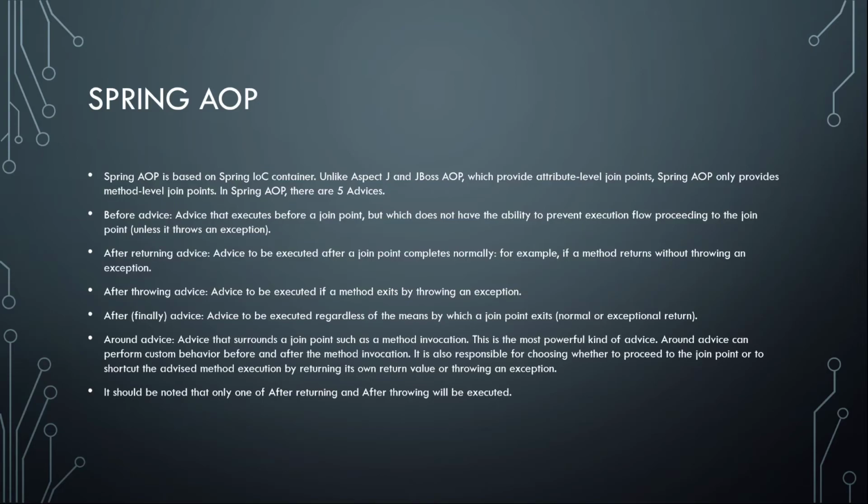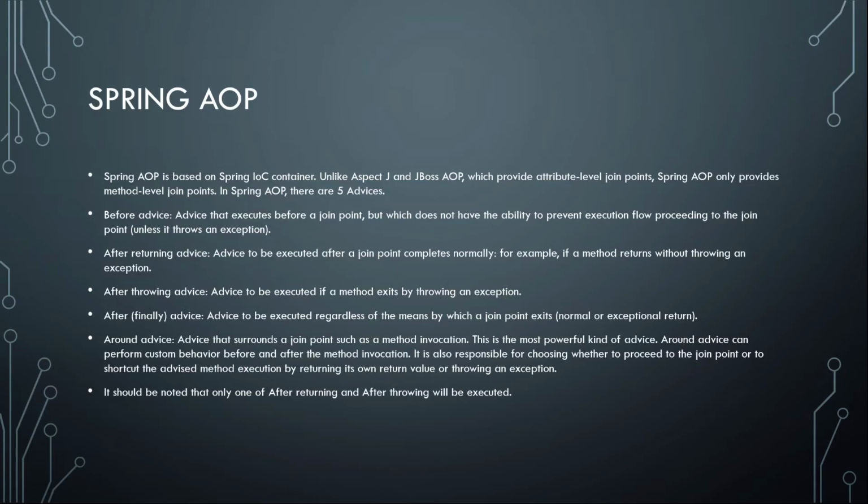In Spring AOP, there are 5 kinds of advice. Before advice executes before a join point, but does not have the ability to prevent execution flow proceeding to the join point, unless it throws an exception. After returning advice is executed after a join point completes normally, for example, if a method returned without throwing an exception. After throwing advice is executed if a method exits by throwing an exception.